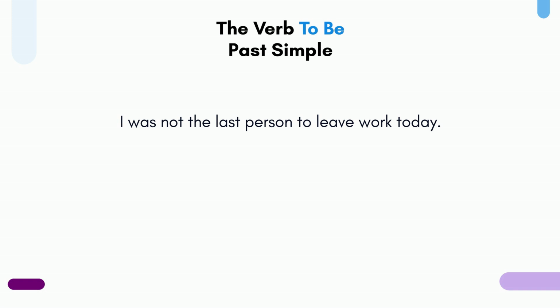Now let's learn how to use the verb to be in the past simple to show that something is not true. Look at these sentences. I was not the last person to leave work today. The animals were not in the jungle. Did you see which word shows that something is not true? That's right. We used the word not after the verb to be.